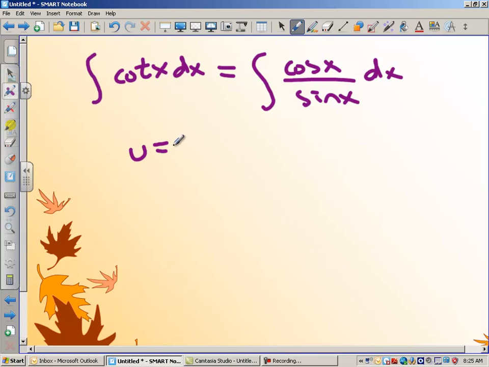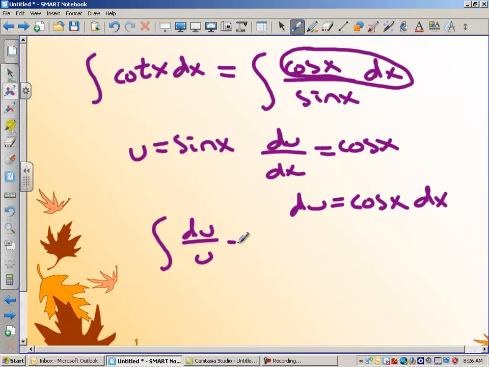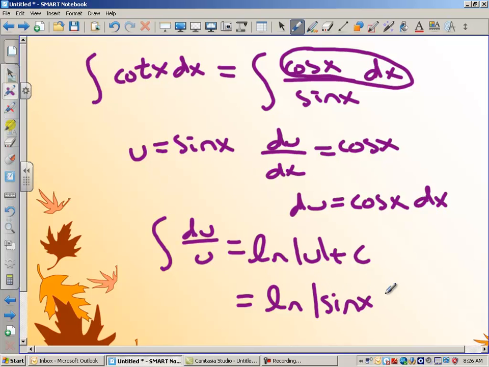If you let u equal the bottom, then du/dx is equal to cosine x. And so we substitute for all of this right here, and we get that du is equal to cosine x dx. So this is a perfect natural log integral. It is du over u. I don't have to do anything to it. So this answer is the natural log of the absolute value of u plus c, where u is sine x. So now we have an integral, or an antiderivative, for cotangent.